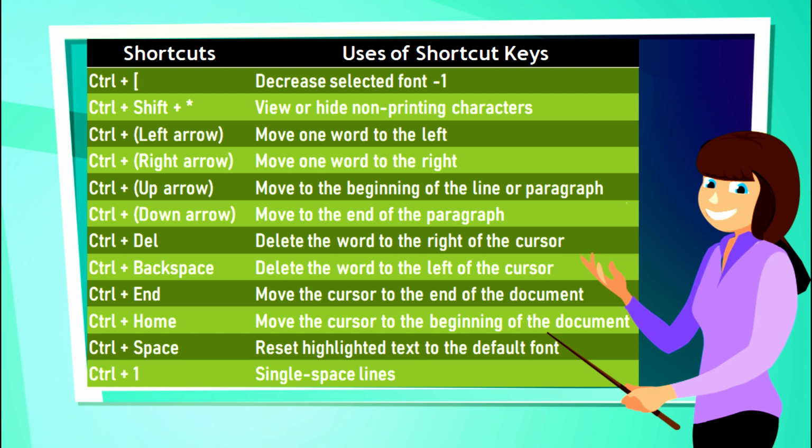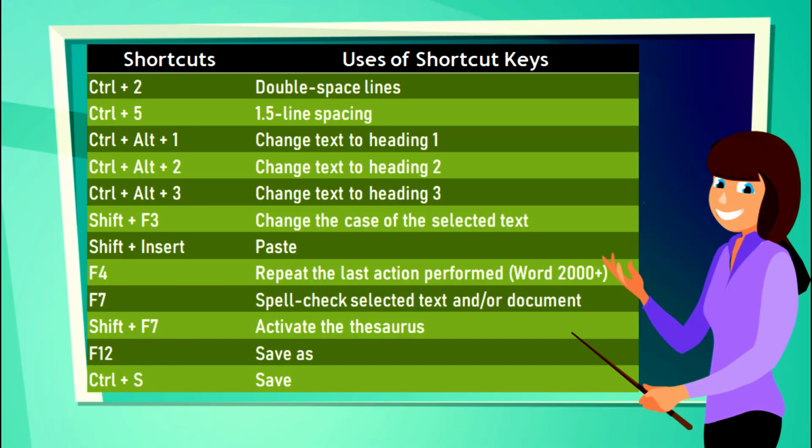Ctrl+1, single space lines. Ctrl+2, double space lines. Ctrl+5, 1.5 line spacing. Control plus Alt plus 1, change text to heading 1. Control plus Alt plus 2, change text to heading 2. Control plus Alt plus 3, change text to heading 3.